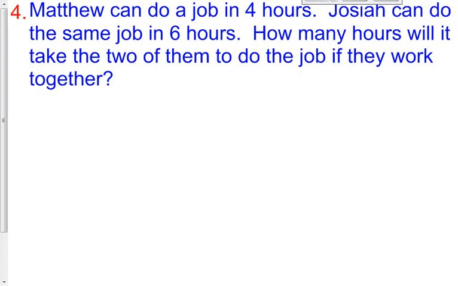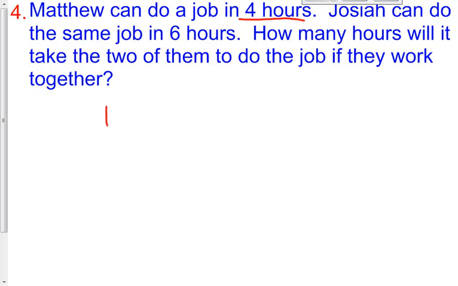Well, the first thing you should be thinking is that it's obviously going to be less than 4 hours, right? If Matthew can do it in 4 hours on his own, now if he has Josiah to help him, it's going to at least be less than 4. So you can start doing some mental math in that way as well. So here's how you solve this one.